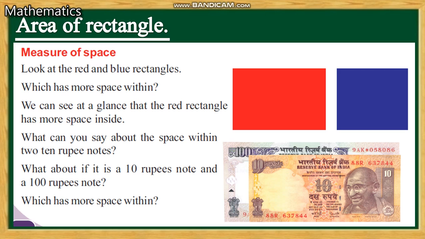Then what if it is a 10 rupee note and a 100 rupee note? Suppose in your hand there is one 10 rupee note and one 100 rupee note. Which has more space within? Thus, you can easily say the 100 rupee note. You may place the 10 rupee note above the 100 rupee note. At that time you can see the 100 rupee note has more space within.